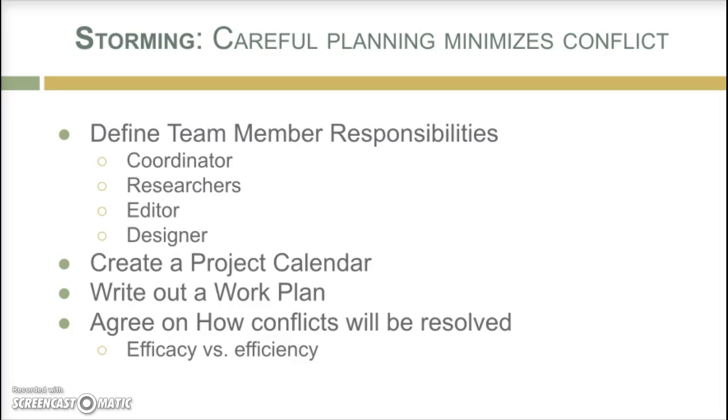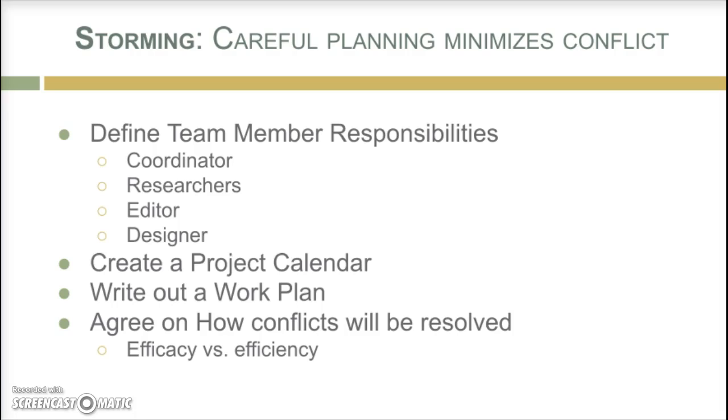The second stage is storming. And as we know, because we don't live in a perfect world, occasionally conflict occurs. And so in the storming phase then, we want to think about how we can carefully plan ahead to minimize the effects of conflict, because conflict will happen. So we want to plan for when it does happen, what should be the appropriate response.